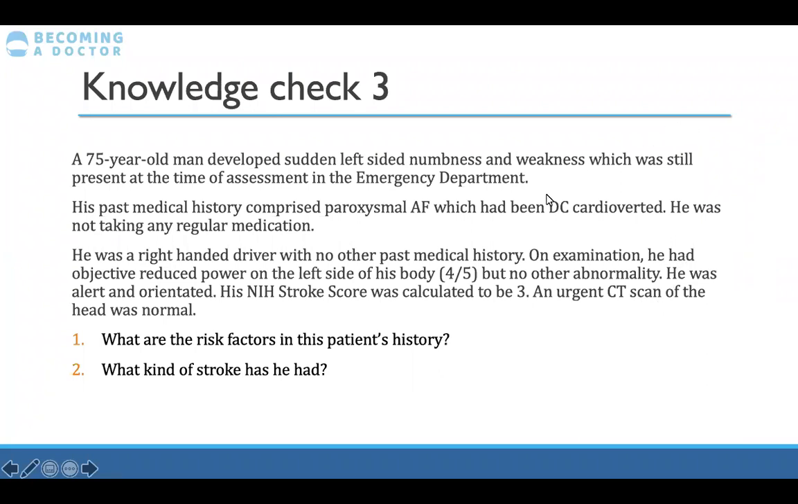So let's think about what kind of stroke this patient has had and what the risk factors are in this patient's history. Okay, good. So I think we can establish that this is an ischemic type of stroke. Can you guys tell me what the risk factors are?